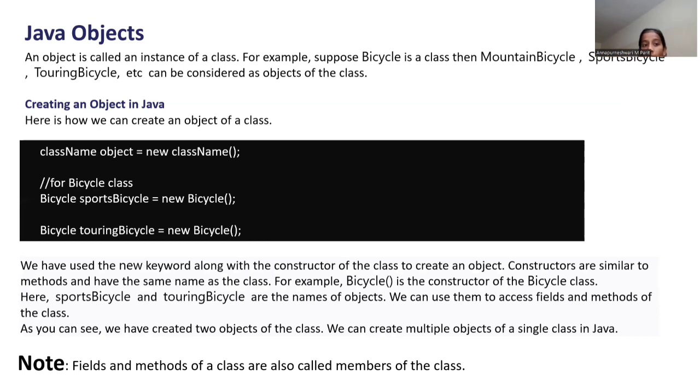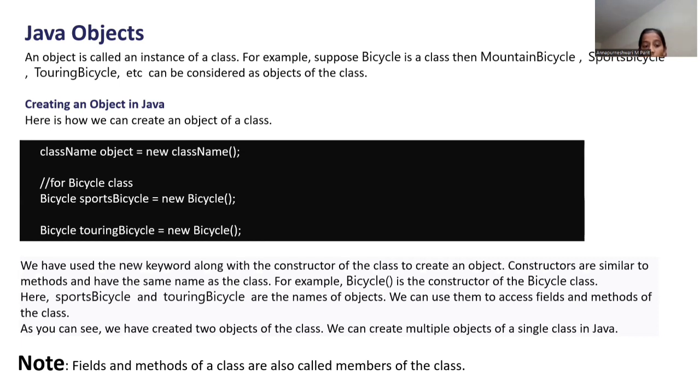An object is called an instance of a class. For example, suppose Bicycle is a class, then the mountain bicycle, sports bicycle, touring bicycle, etc. can be considered as objects of the class. So let us know how to create an object in Java. Here, we create it as: ClassName object = new ClassName. Bicycle sportsBicycle = new Bicycle, touringBicycle = new Bicycle.